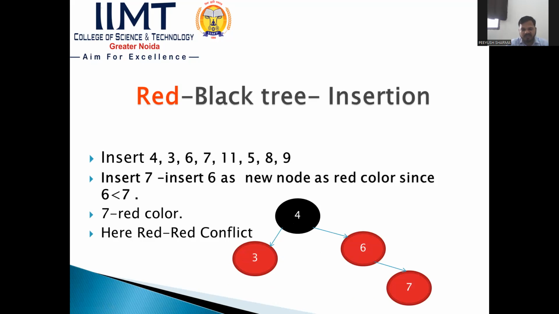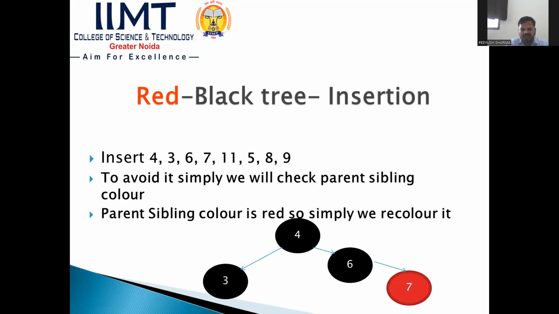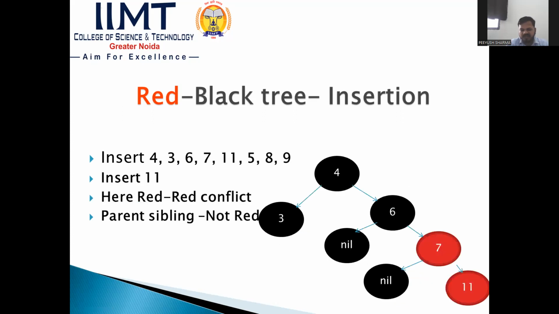There is a concept for this. When we have a red conflict, we have to see the color of the newly inserted node's parent's sibling. Here, 7's parent is 6, and 6's sibling is 3. So if the newly inserted node is red and its parent is also red, then we see the sibling color of this parent. So 3 is of red color. Simply what we'll do is recolor the parent as well as its sibling.